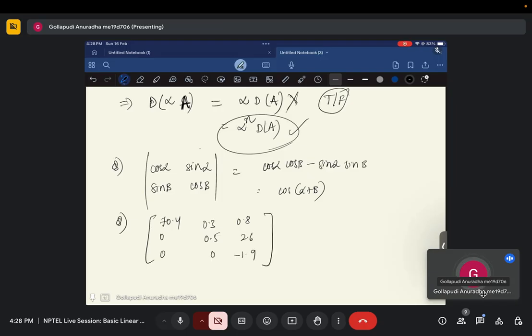So what's the determinant of this? 0.4 into 0.5 minus 1.9. Sorry? Multiplication of the diagonal elements, because it is an upper triangular matrix. So did you get this? Okay, anyways, the logic is correct. Okay, so we'll move on.